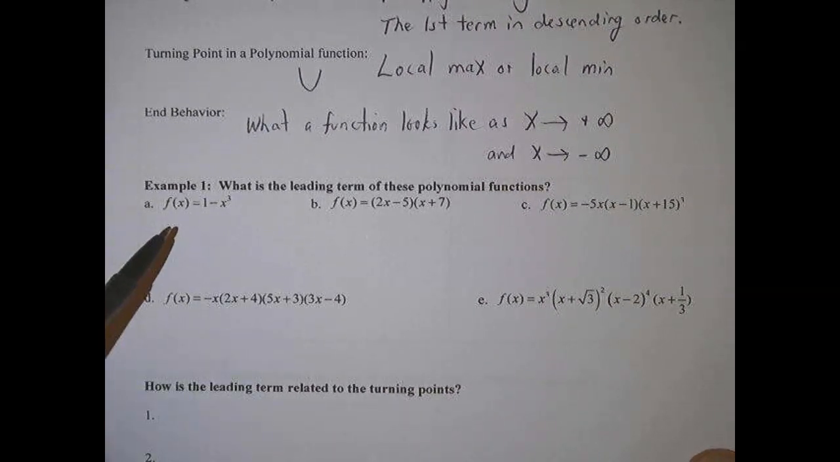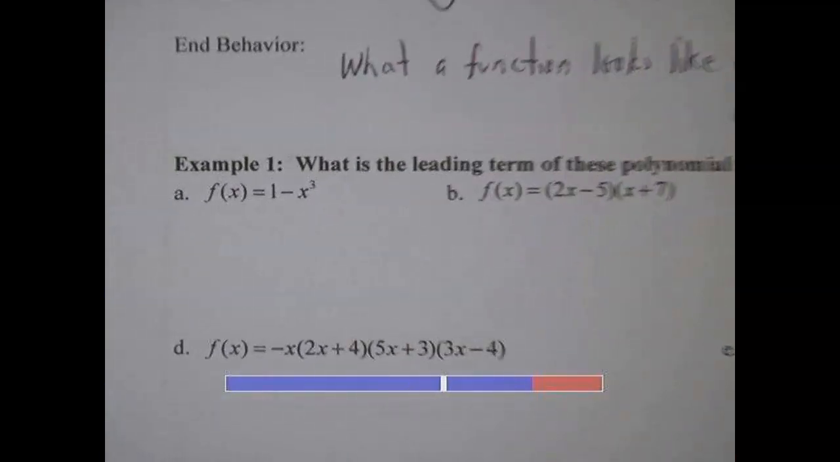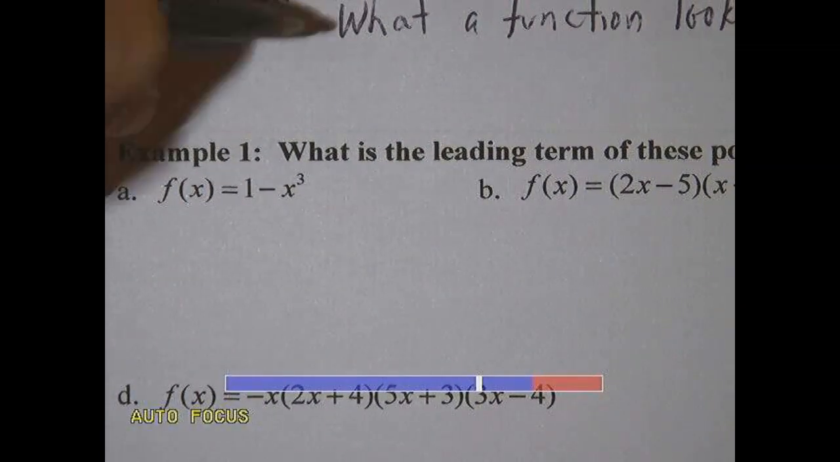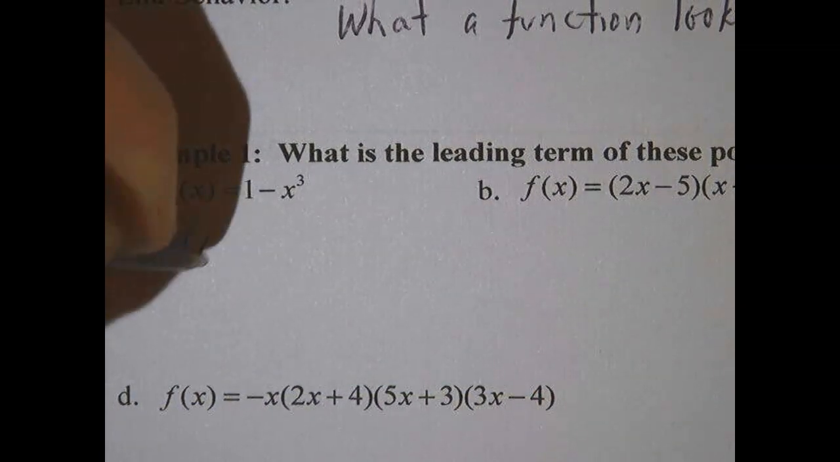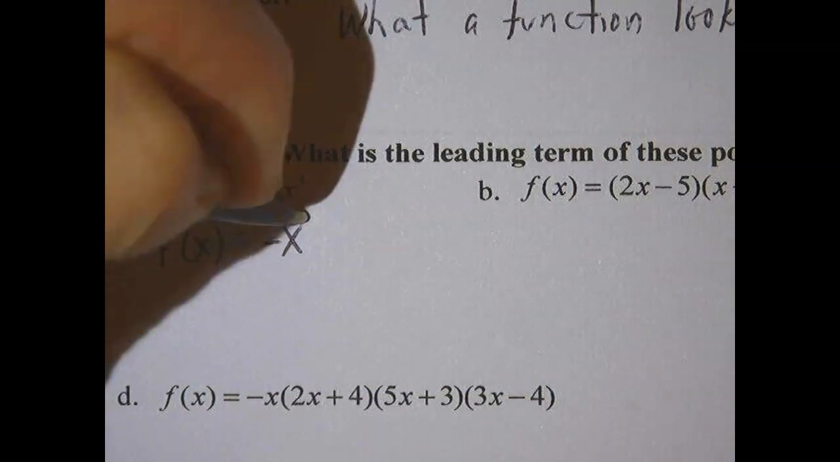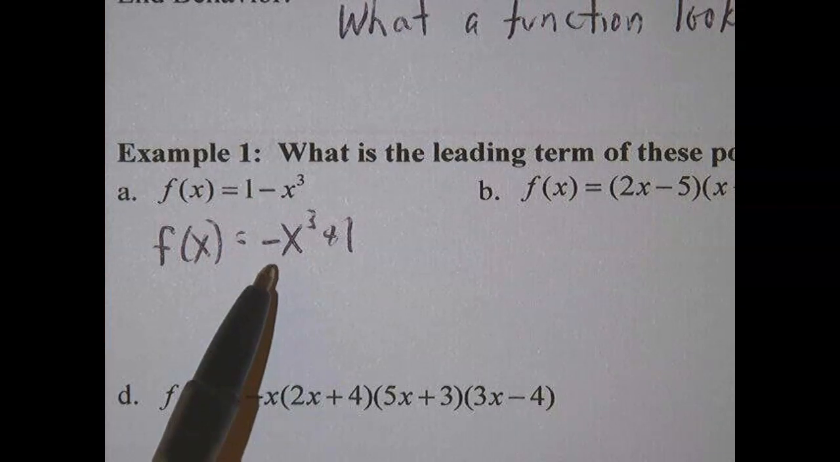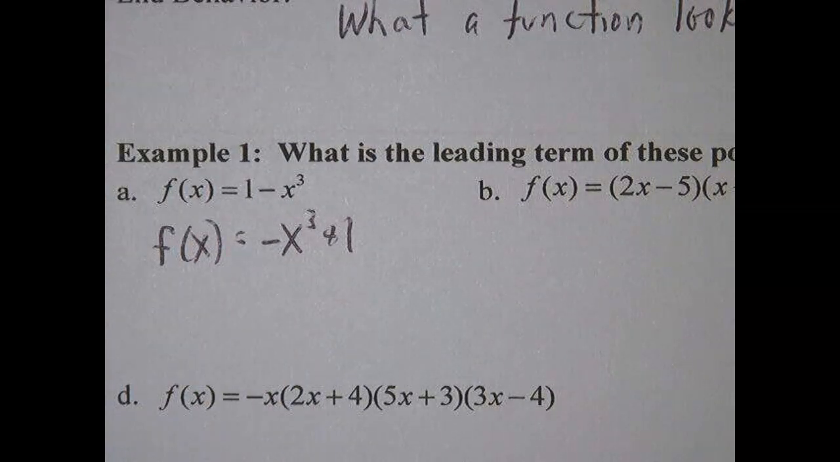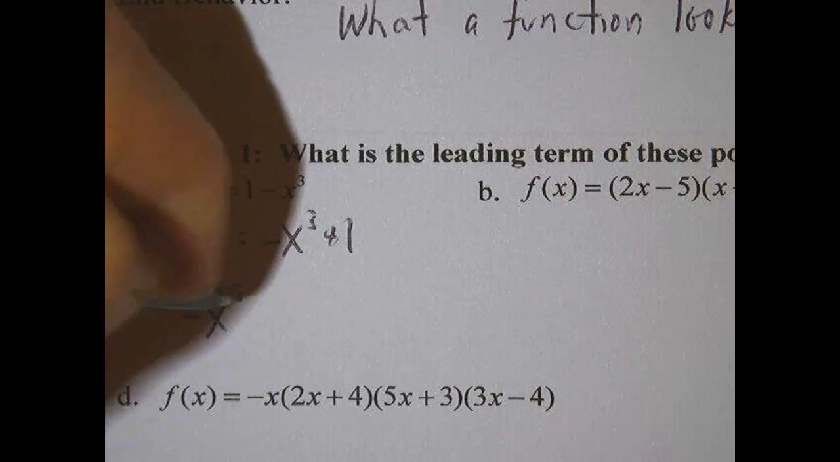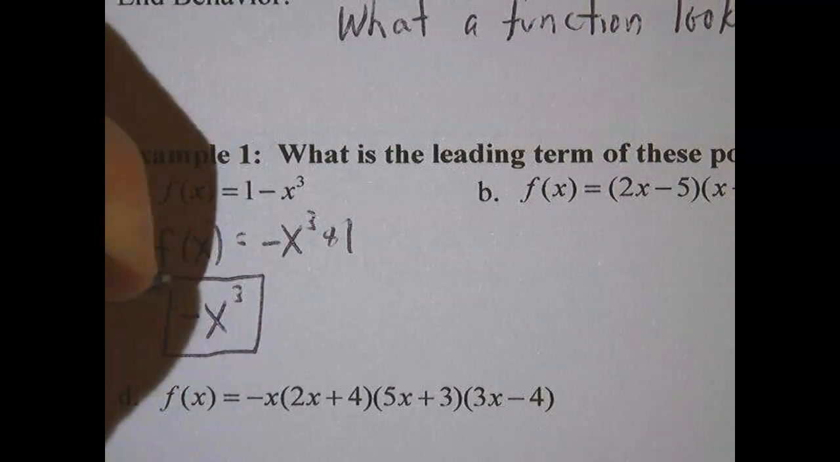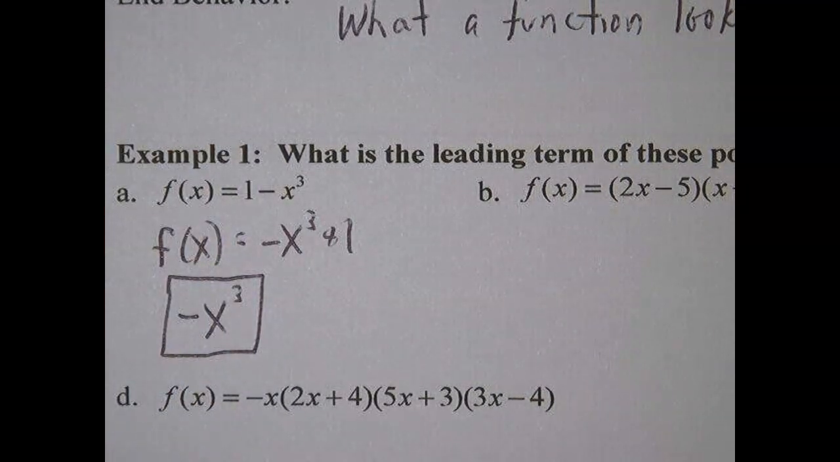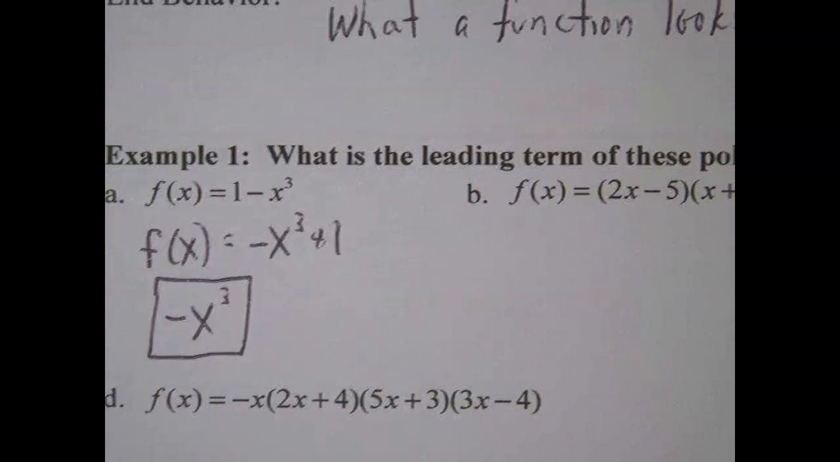The first function that you're looking at is already in polynomial form, but it's not quite written in descending order. So let's first write this in descending order. Another way of writing this would be f of x equals negative x to the third plus 1. Notice that negative x stayed negative. So the leading term is just negative x to the third. That's all we're asking here. We'll analyze this once we know how to find it. That was pretty easy to find because it's already in polynomial form.